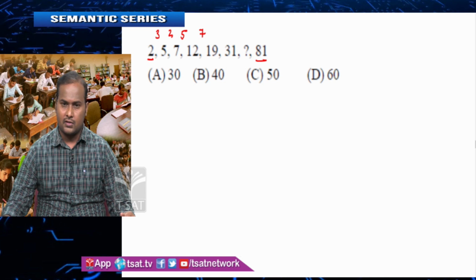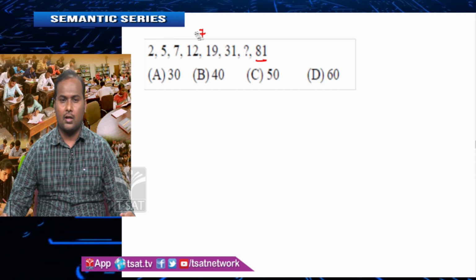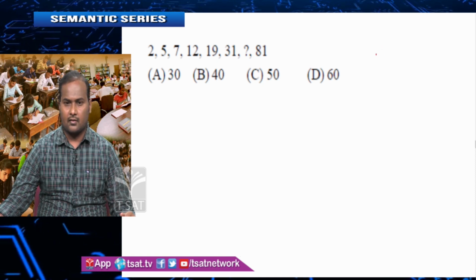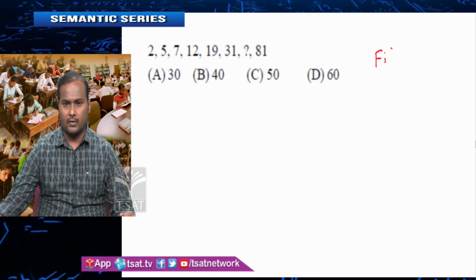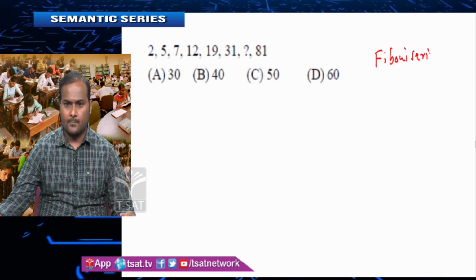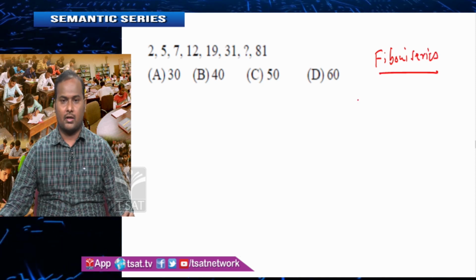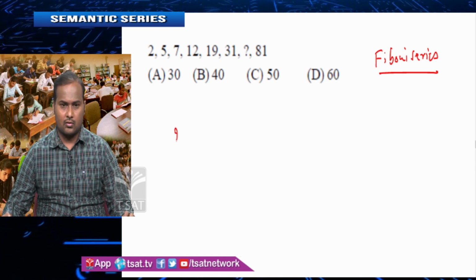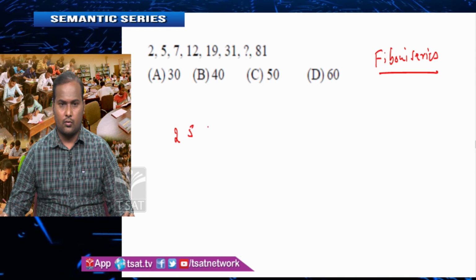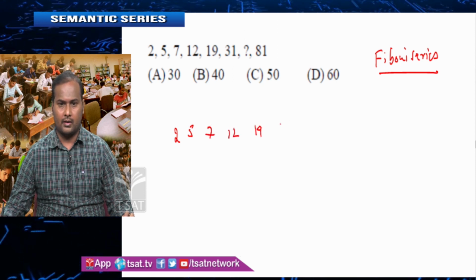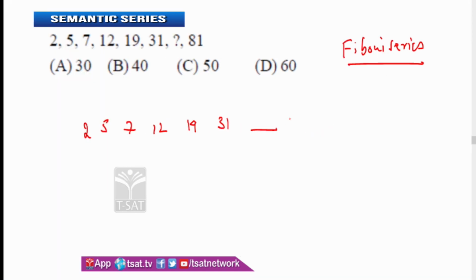In fact, if you see this question, there is a particular name for this kind of series, that is called the Fibonacci series. This is a very important series. So what is meant by Fibonacci series? In this particular series, the pattern is 2, 5, 7, 12, 19, 31. We need to find out the answer, then 81.